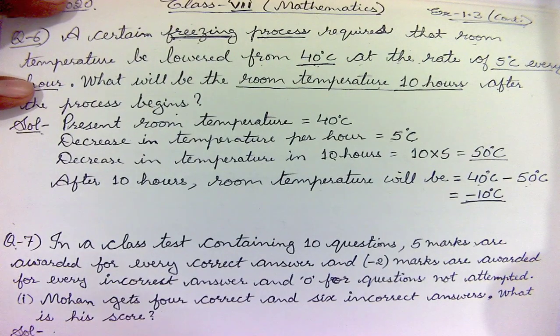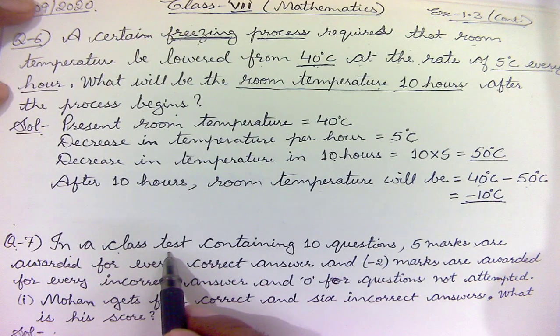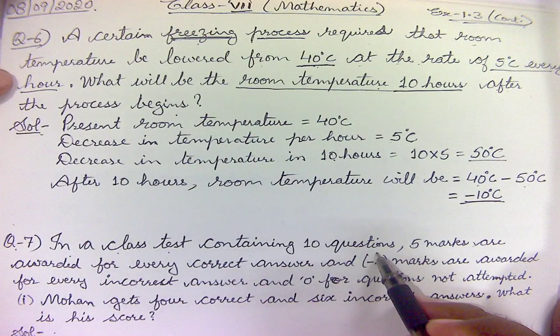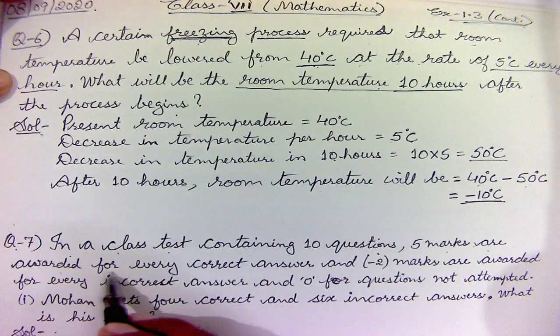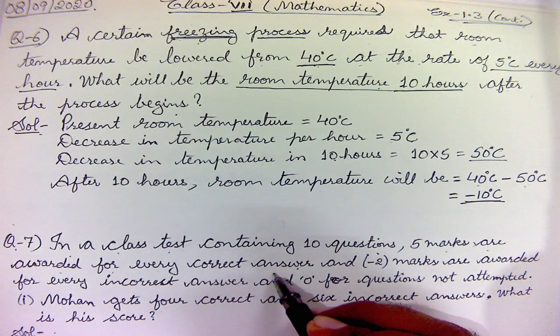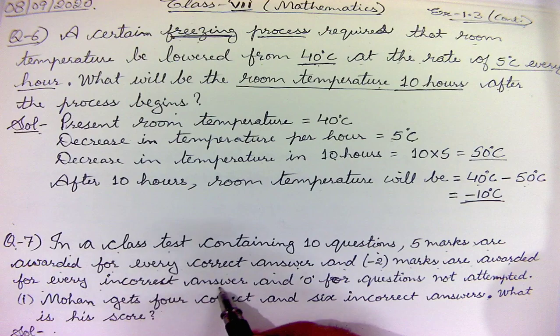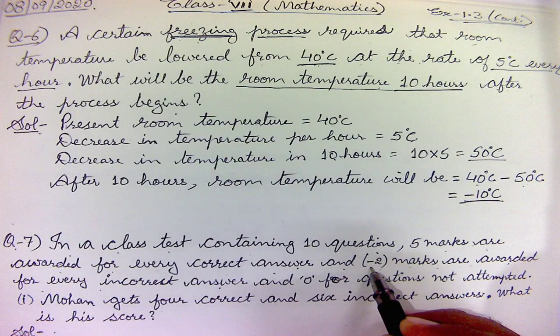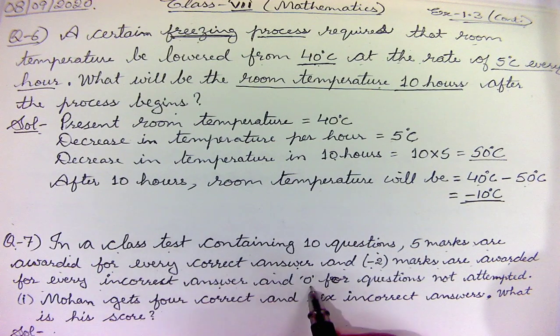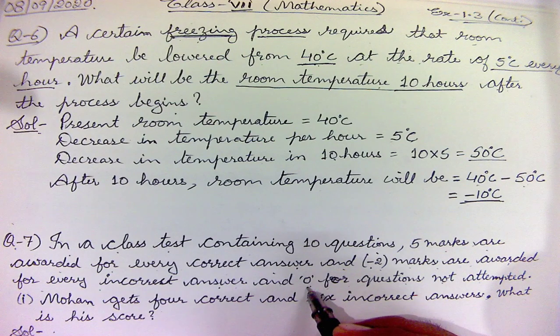Now question 7 says, a class test contains 10 questions. 5 marks are awarded for every correct answer. So if you get the answer correct, 5 marks will be given, and minus 2 marks are awarded for every incorrect answer. If there is any wrong answer, you will get minus 2, and 0 for questions not attempted. If you leave any question not attempted, you will get 0 marks for that.